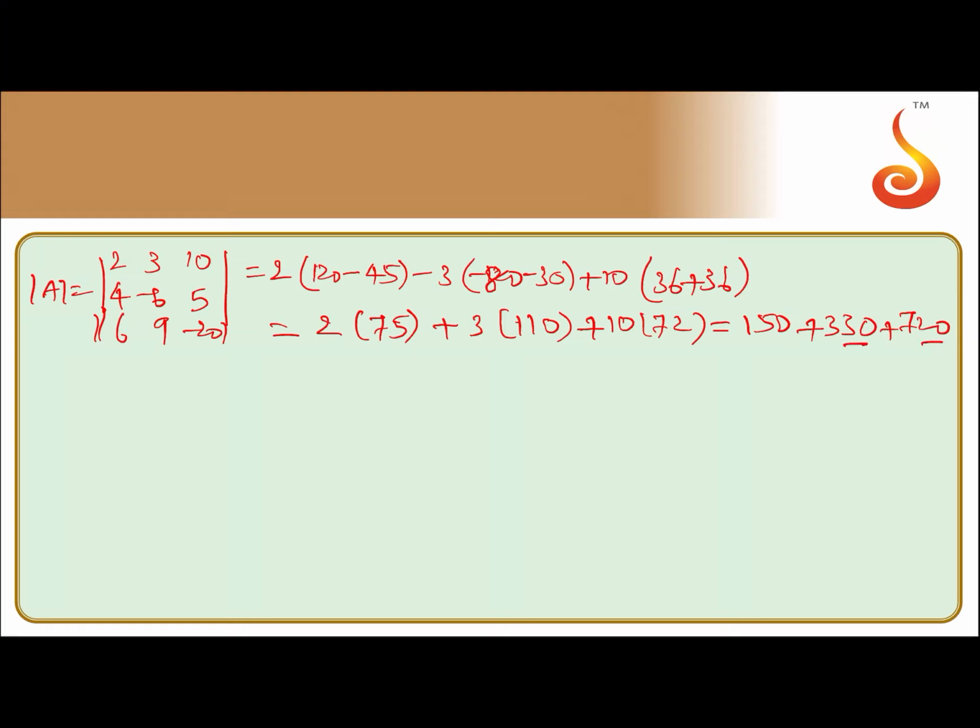20 plus 30 is 50, plus 50, 100. And 7 plus 3, 10 plus, I think it is 1200. So this value is equal to 1200. It is not equal to 0. So determinant of A not equal to 0 implies A inverse exists.